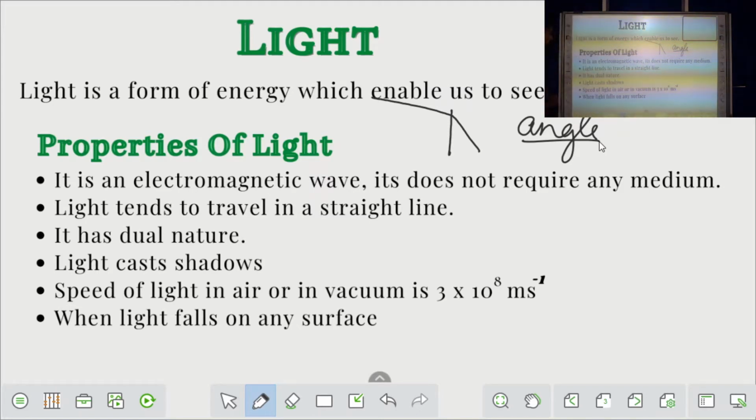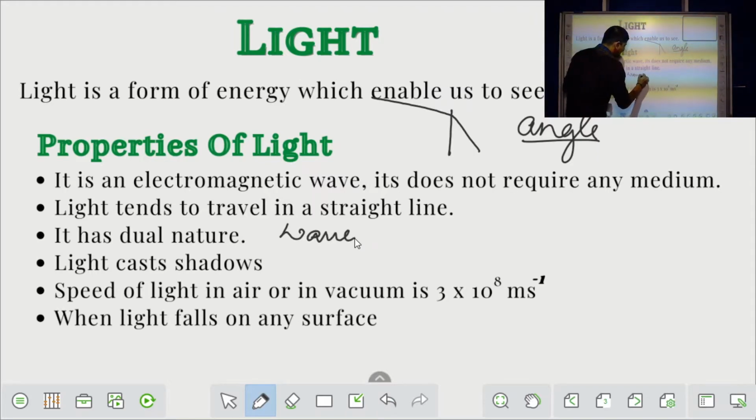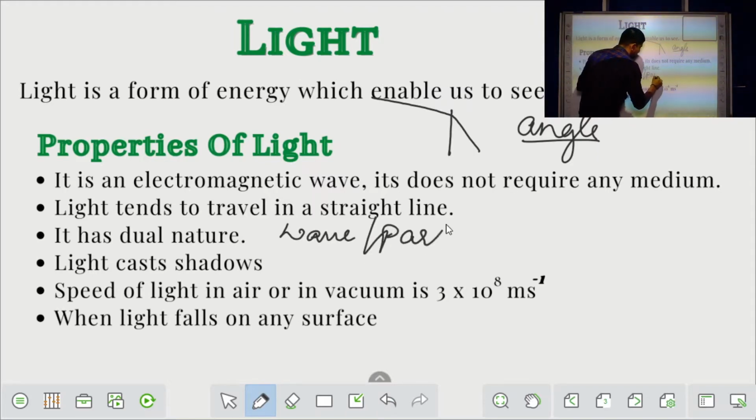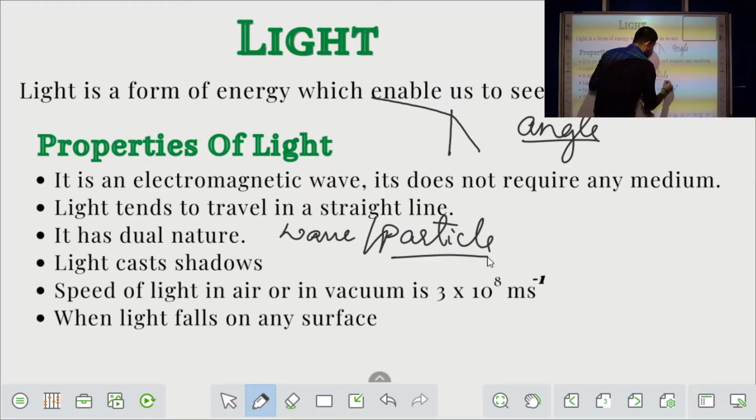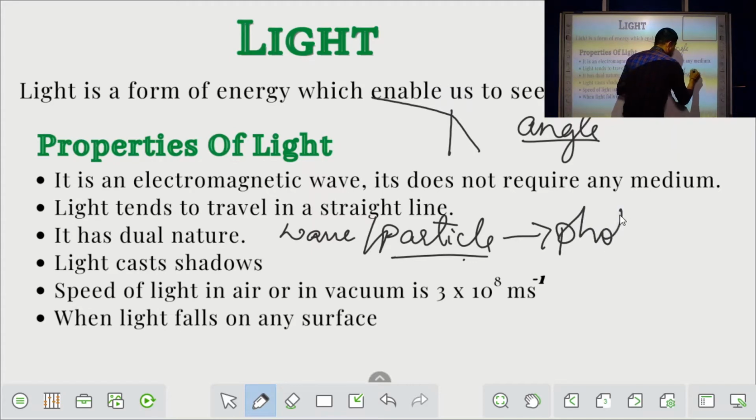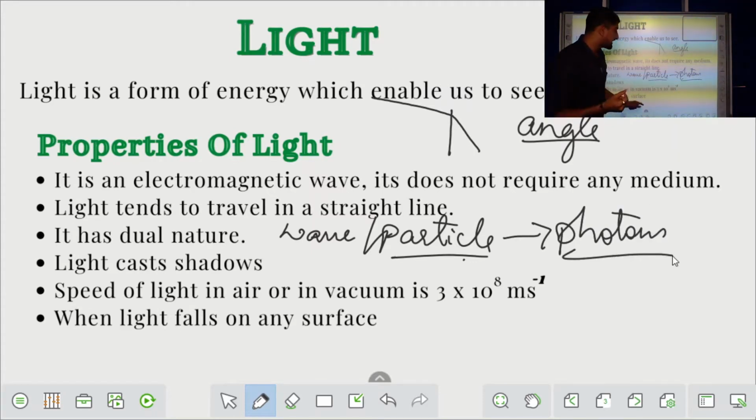Okay. Then light has a dual nature. That is, it has wave nature and also particle nature. When it comes to particle nature, we call them photons. Photons are light particles. Sunlight particles are called photons.